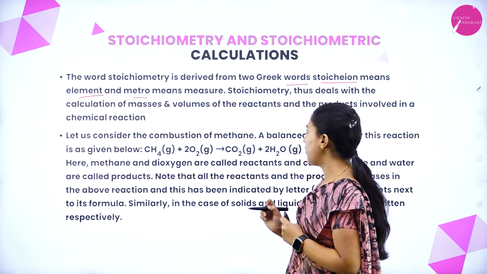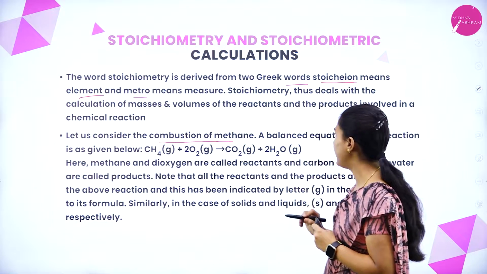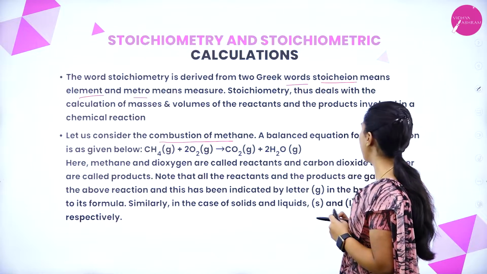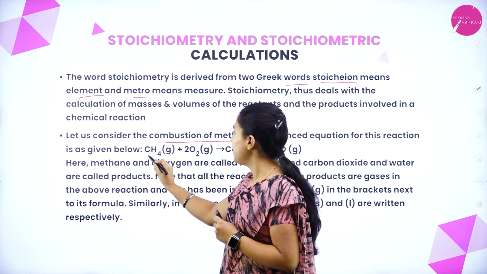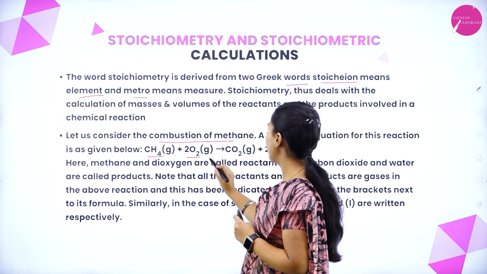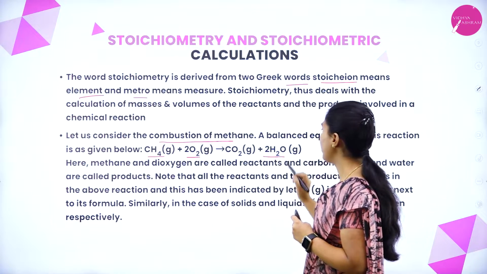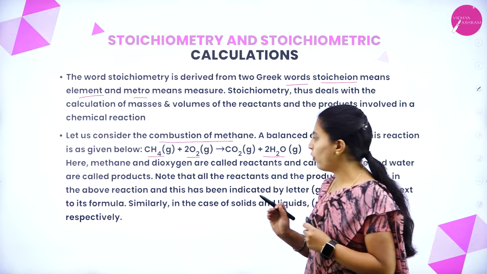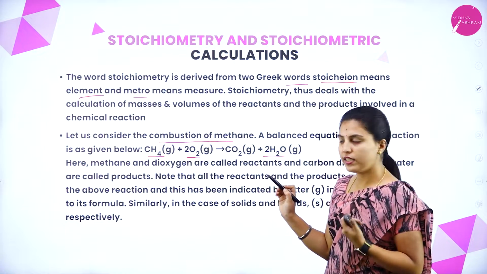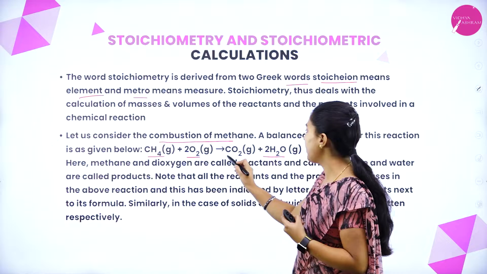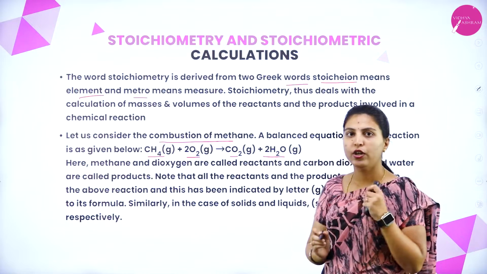Let us consider the combustion of methane. This is the example. A balanced chemical equation for this reaction is given by CH4 + 2O2 → CO2 + 2H2O. Okay, what is it giving? Methane and oxygen are reacted. It will form carbon dioxide and 2 molecules of water.